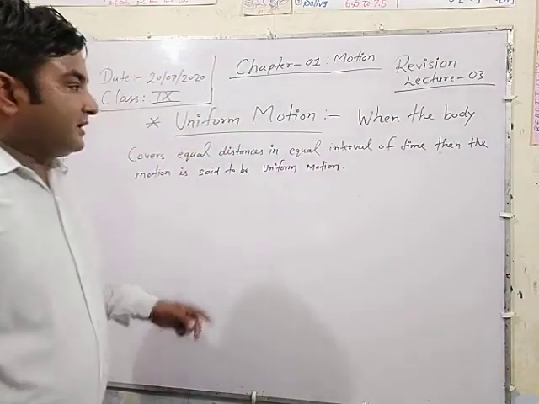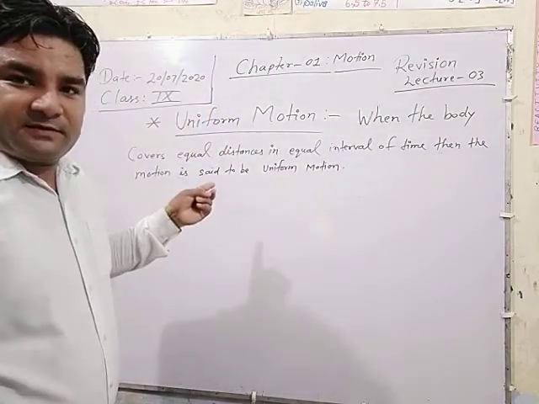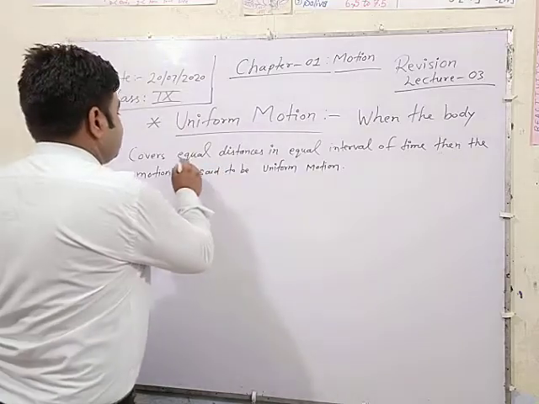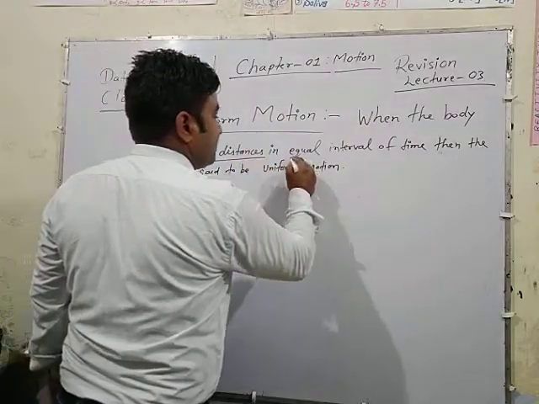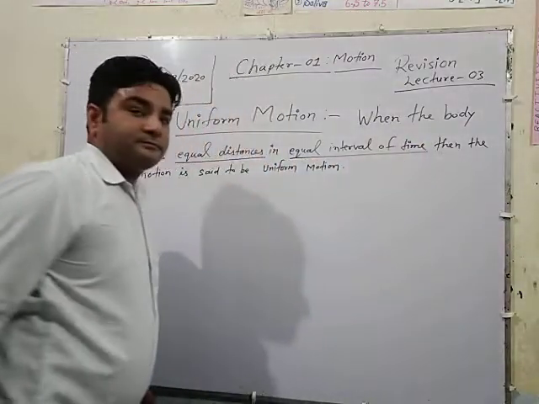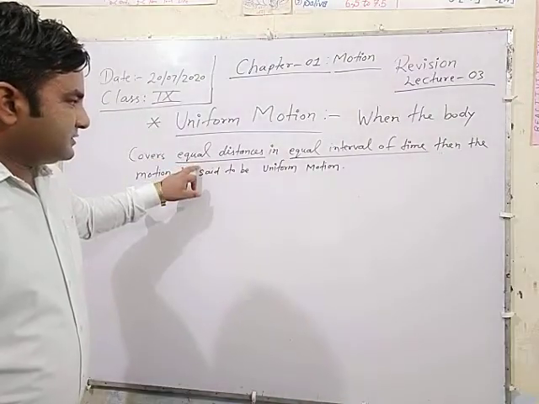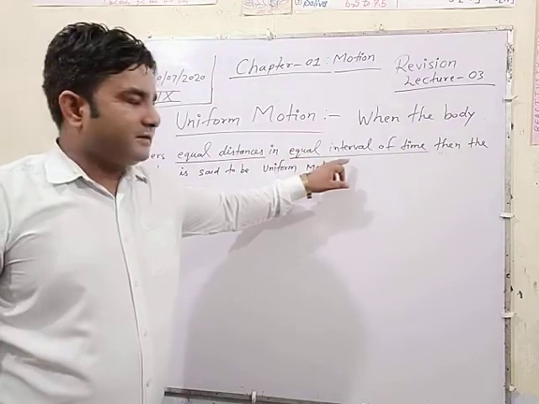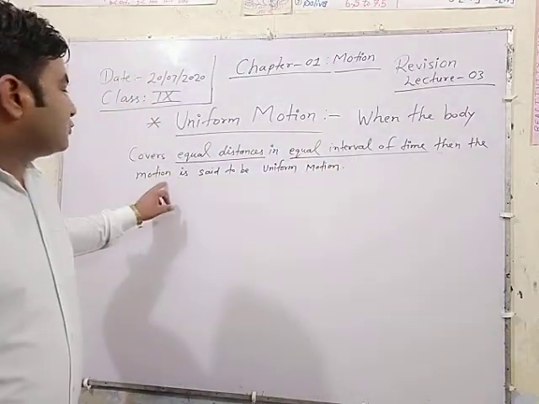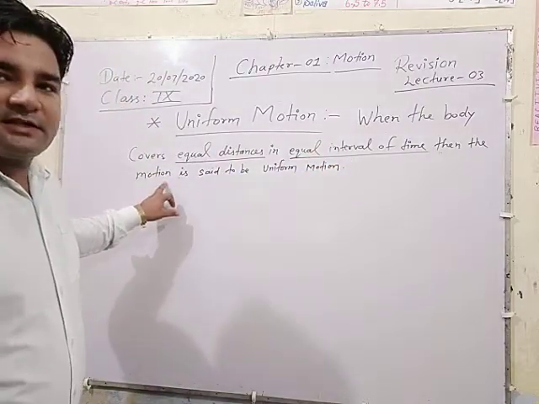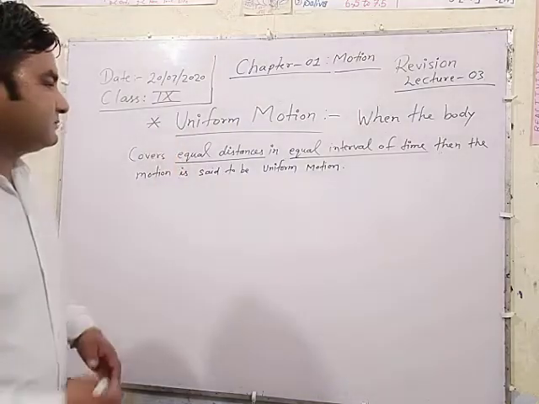Clear? It means two concepts. In the first definition, equal distances in equal interval of time. Whenever a body covers equal distances in equal interval of time, then the motion is said to be uniform motion.